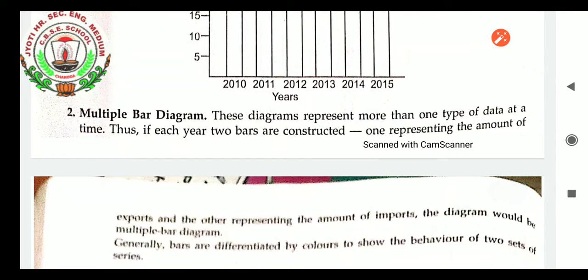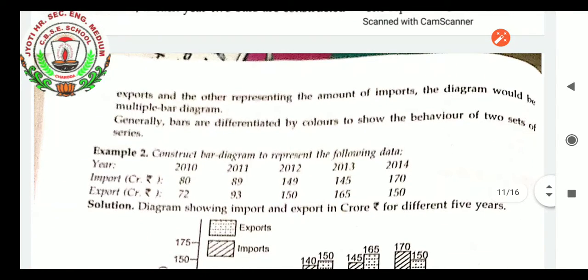Multiple bar diagram. This diagram represents more than one type of data at a time. Thus, if each year two bars are constructed, one representing the amount of export and the other representing the amount of import, the multiple bar diagram should be used. Generally, bars are differentiated by colors to show the behavior of two sets of series.